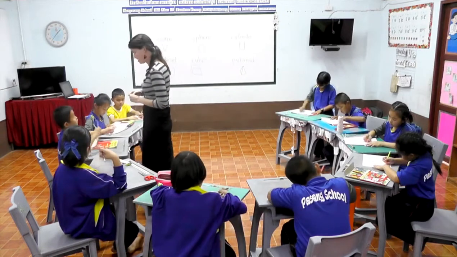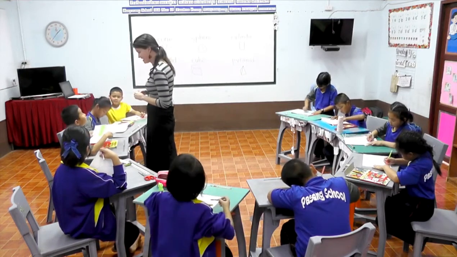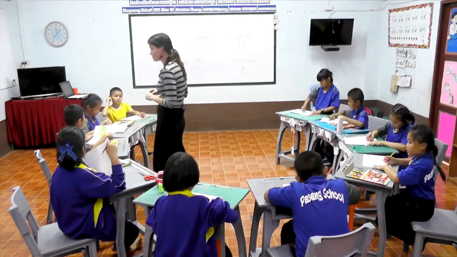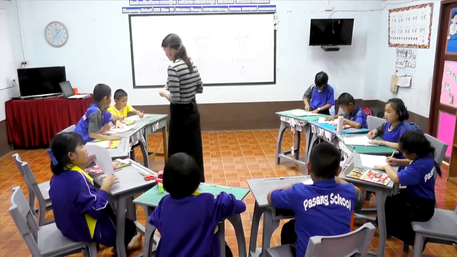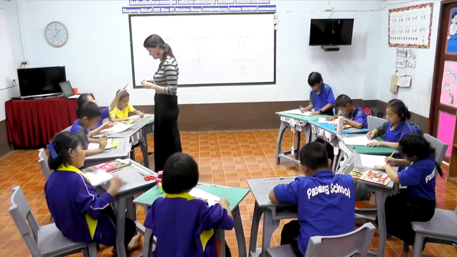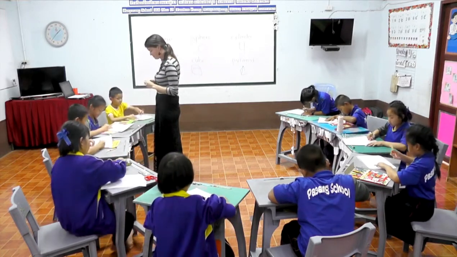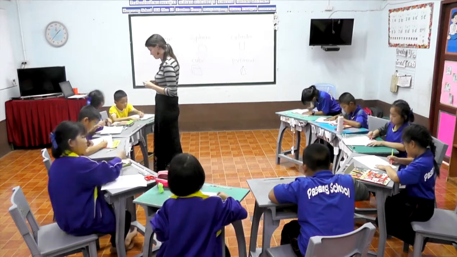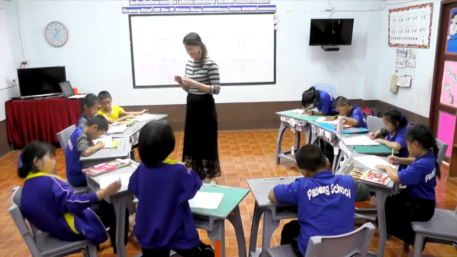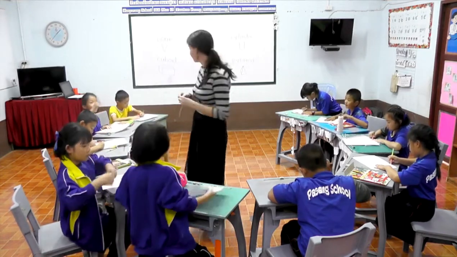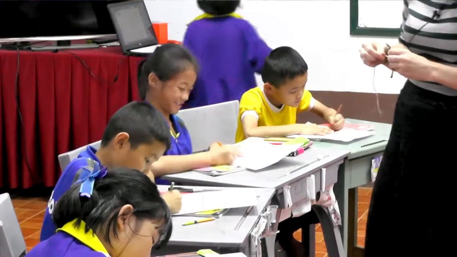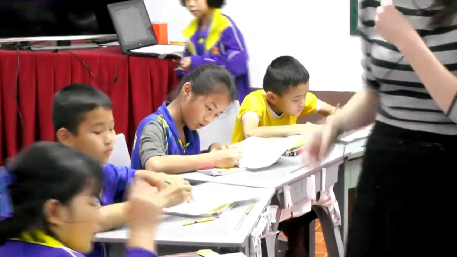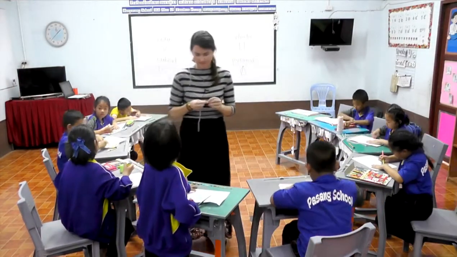What's this going to be? Cube. What shape are you making? A cone. Very nice. What shape are you making? A cone. What are you making? A cone.